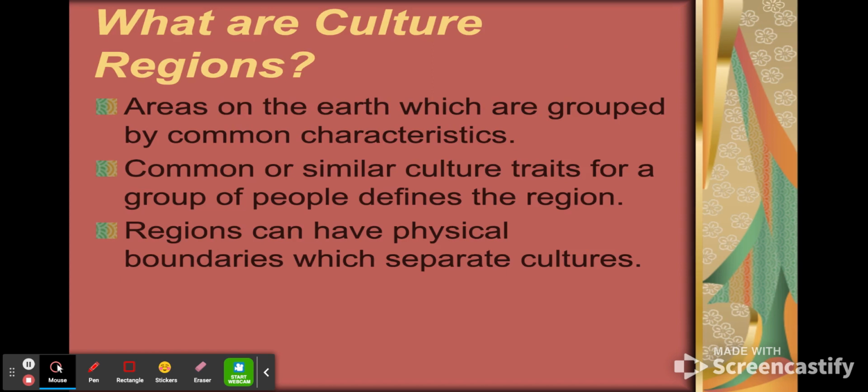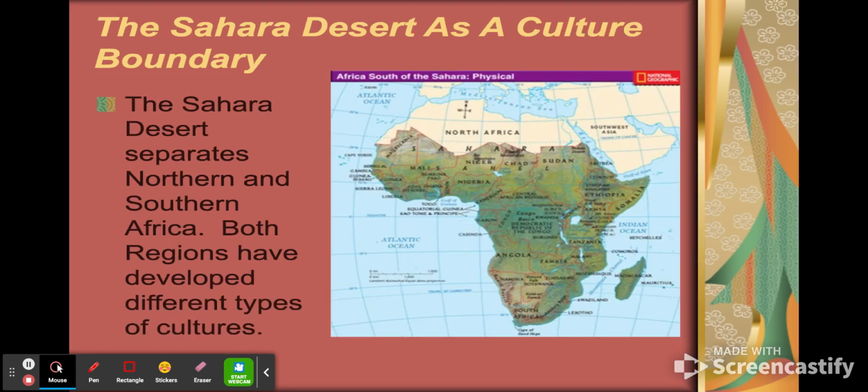What are culture regions? Areas on the earth which are grouped by common characteristics. Common or similar culture traits for a group of people defines a region. Regions can have physical boundaries which separate cultures. The Sahara Desert as a culture boundary. The Sahara Desert separates northern and southern Africa. Both regions have developed different types of culture.